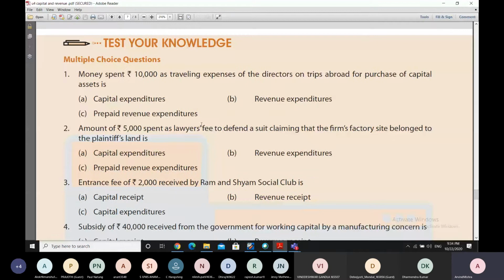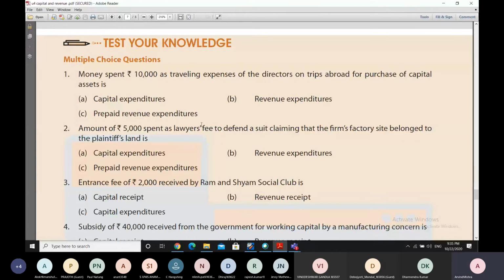Now we come to the second question. An amount of 5,000 rupees was spent as lawyer's fee to defend a suit claiming that the firm's factory site belonged to the plaintiff's land. We have discussed it in the earlier discussion also. A suit is filed in which a claim is made that the firm's factory site was on the plaintiff's land. Plaintiff is the person who's making the plaint in the civil court by way of a suit. He says that is my land on which they have constructed the factory.